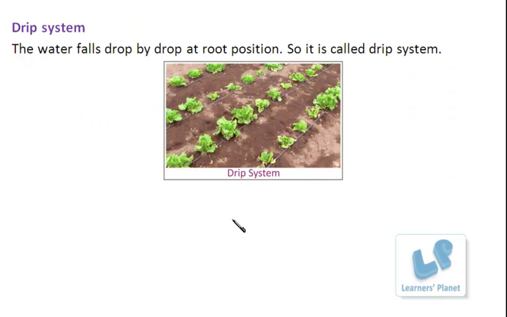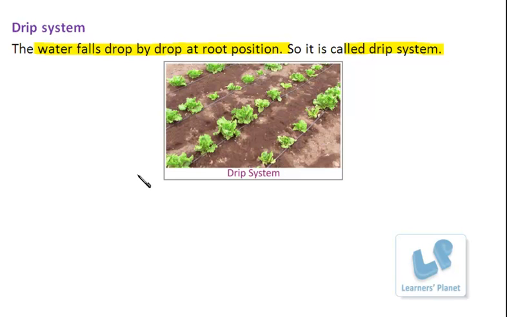In this drip system, the water falls drop by drop at the root position. Since it is dripping over there, falling in the form of drops, it is known as the drip system. So it is done in a very controlled manner. See what happens in this: the pipes are arranged and maintained in the fields, and these pipes are connected to the main source. Fine.